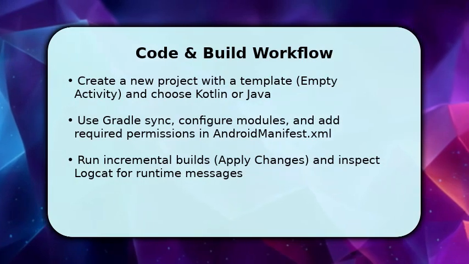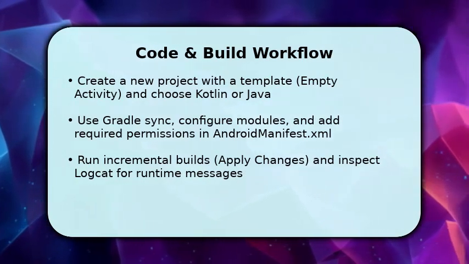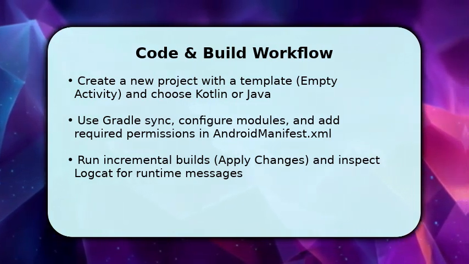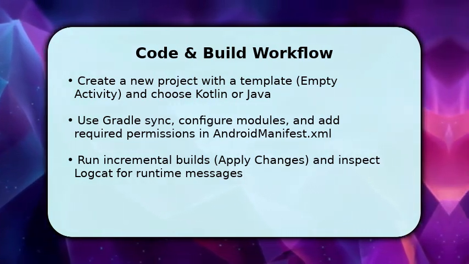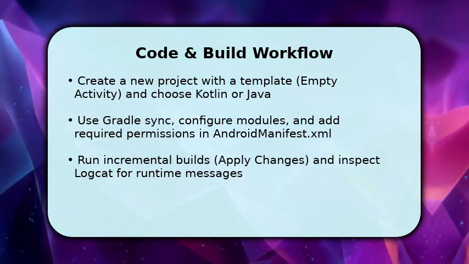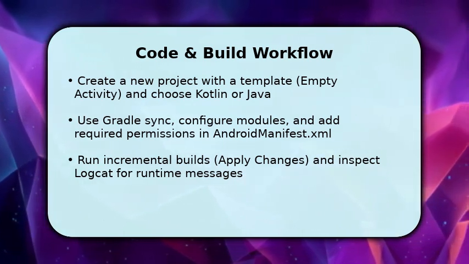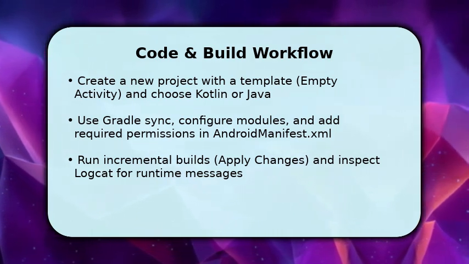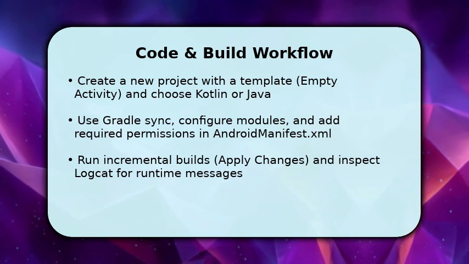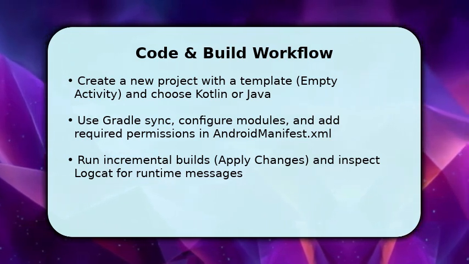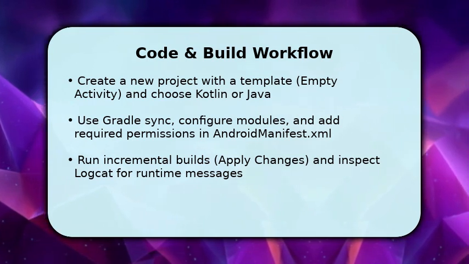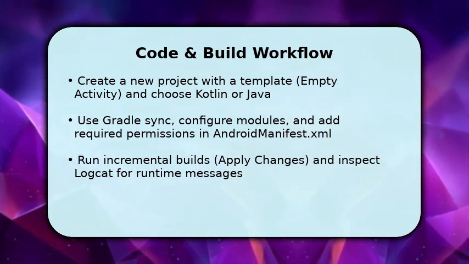Now you begin building. Create an empty activity project, pick Kotlin for modern support, and set a minimum SDK compatible with your device. Once the project opens, run Gradle sync to fetch dependencies, and then add any libraries in build.gradle. Implement UI in XML or Jetpack Compose and declare permissions in AndroidManifest.xml. Use run to install the APK on your device, and use apply changes for quick code updates.